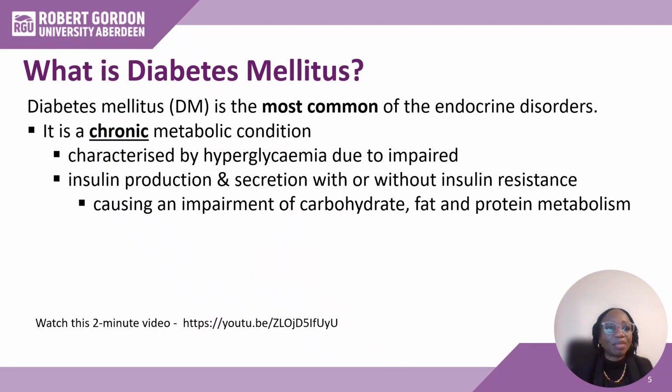So what is diabetes mellitus? It is the most common of the endocrine disorders. It is a chronic metabolic condition characterized by hyperglycemia due to impaired insulin production and secretion with or without insulin resistance, causing an impairment in carbohydrate, fat, and protein metabolism.